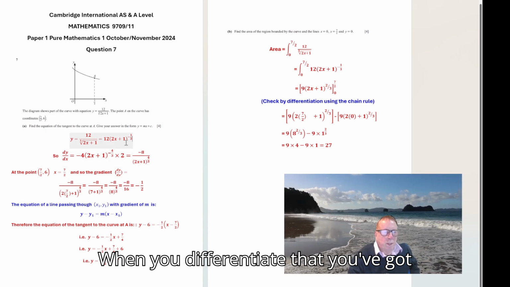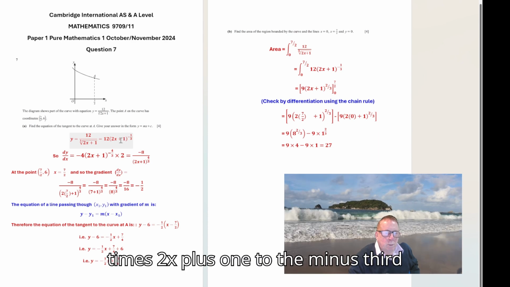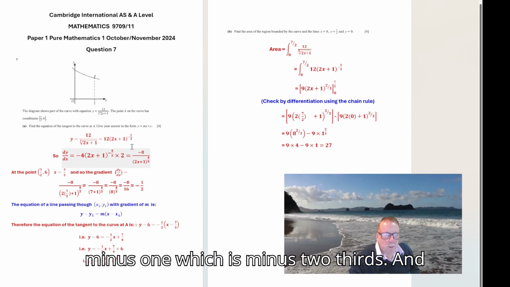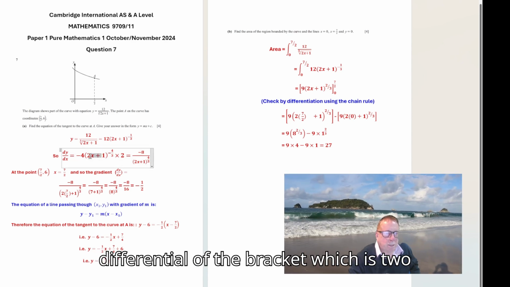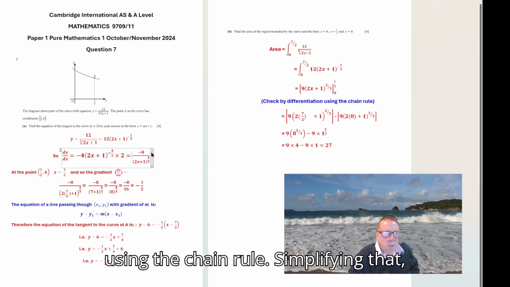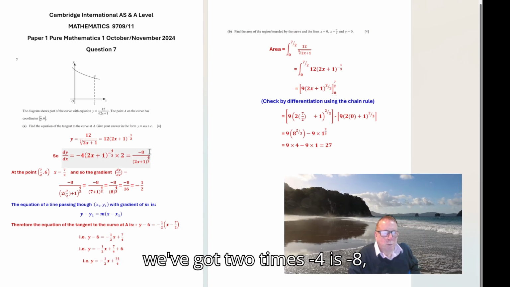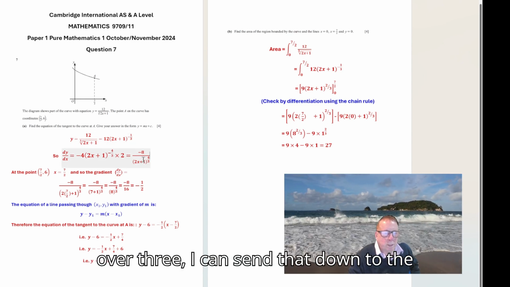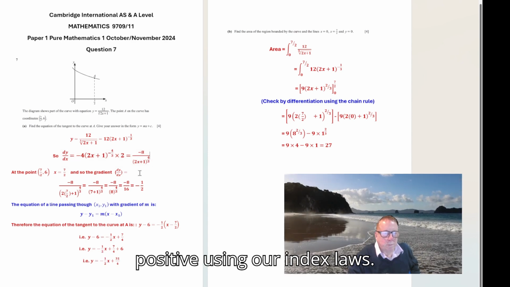When you differentiate that, you've got minus a third times 12, which is minus 4, times 2x plus 1 to the minus a third minus 1, which is minus 4 over 3. And don't forget you have to multiply by the differential of the bracket, which is 2, using the chain rule. Simplifying that, we've got 2 times minus 4 is minus 8, and the 2x plus 1 to the minus 4 over 3, I can send that down to the bottom and make the minus 4 over 3 positive, using our index laws.